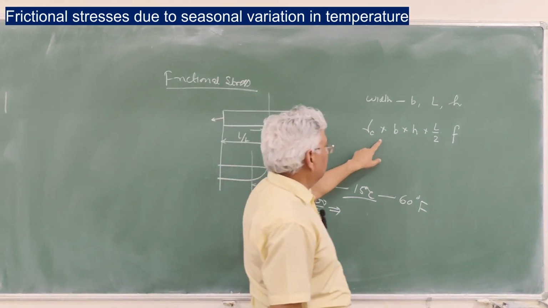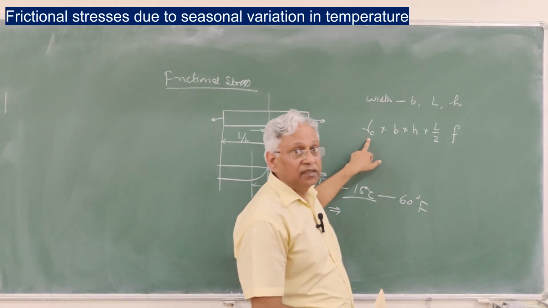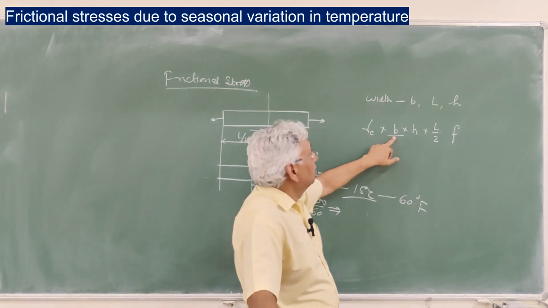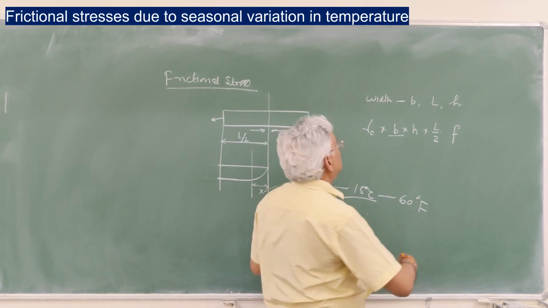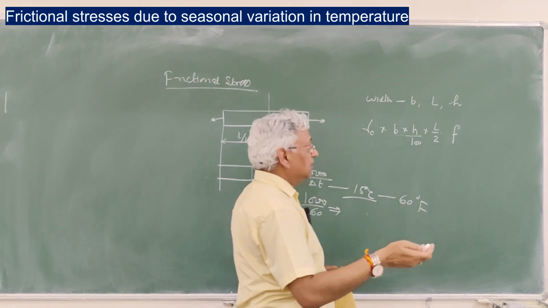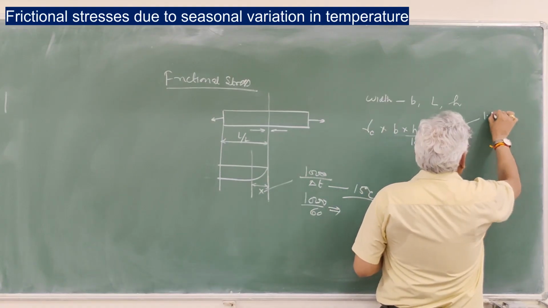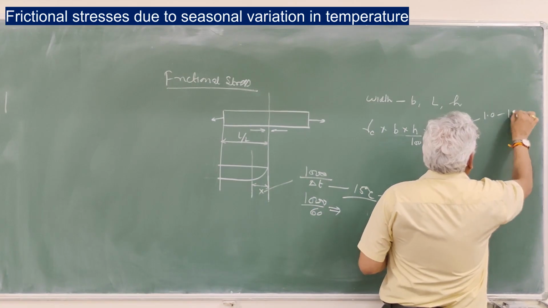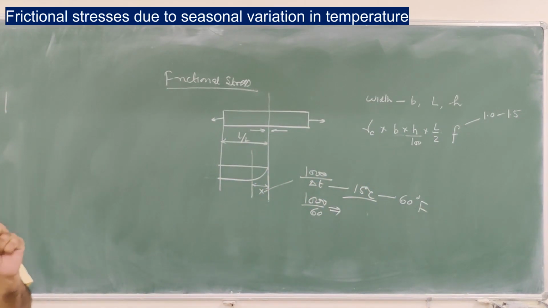Now here you should take care of dimensions. Gamma C is in kg per meter cube generally. So B, that is the width, is in meter. H we generally express in centimeter, and therefore it should be divided by 100. L is in meter, and F is the friction between the two, that is generally 1 to 1.5. Normally we take value of 1.5, but it depends upon the condition at the base.